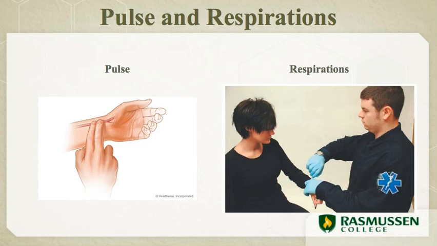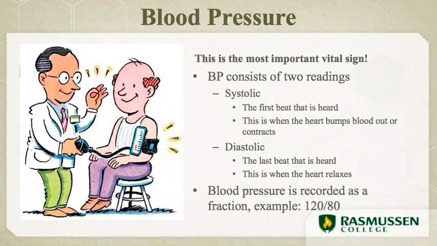And finally, we have blood pressure. This is the most important vital sign that a medical assistant can take. It helps to aid in the diagnosis and treatment of a patient. Blood pressure consists of 2 readings: a systolic pressure, or the first beat that is heard, and a diastolic pressure, or the last beat that is heard. A systolic pressure is when the heart is contracting. Diastolic is when the heart is relaxing. And blood pressure is recorded as a fraction. For example, 120 over 80. That is how we read a blood pressure.